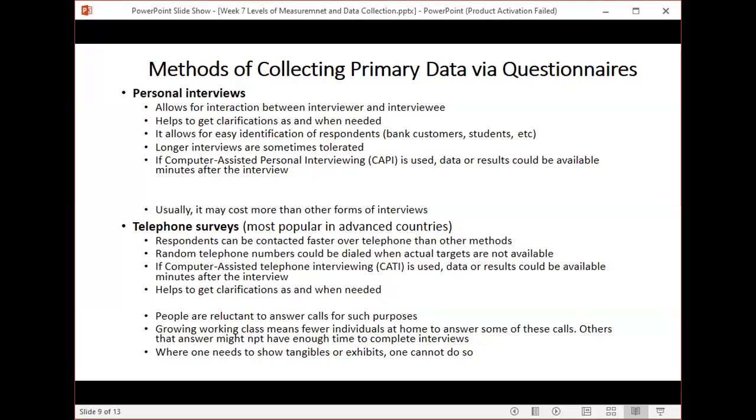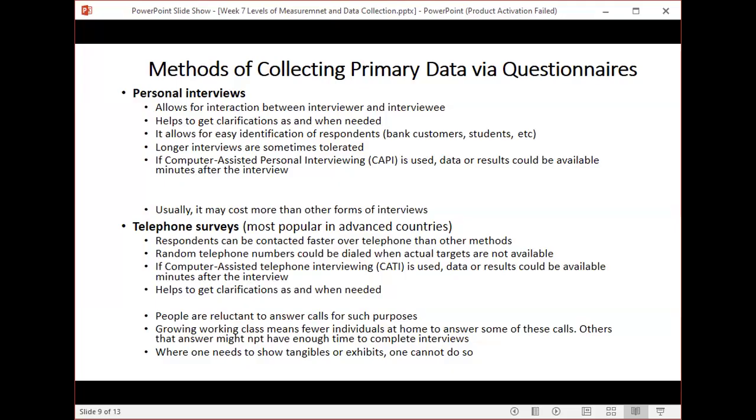So I come to you, I sit with you, I talk to you, and I gather my data on my instrument. Okay, it helps to get clarification as and when needed. Sometimes they will not understand the question you're asking. They will ask you, what do you mean by this? Then you get a chance to explain to them further. So that is how personal this one is. You are able to get clarifications.